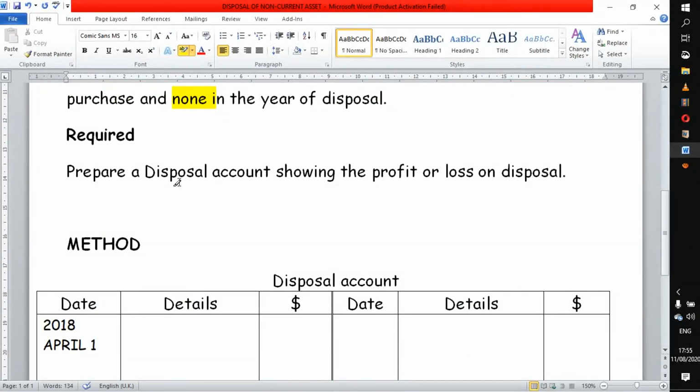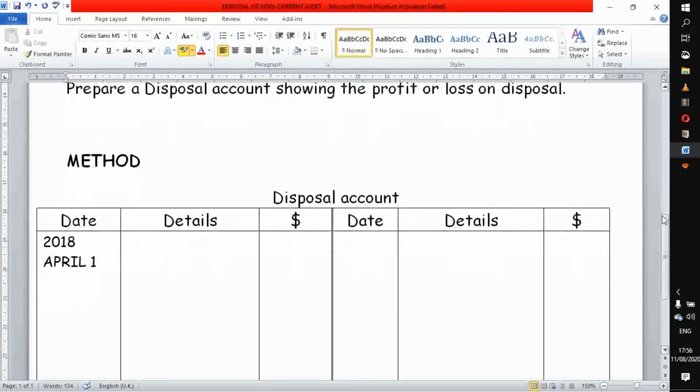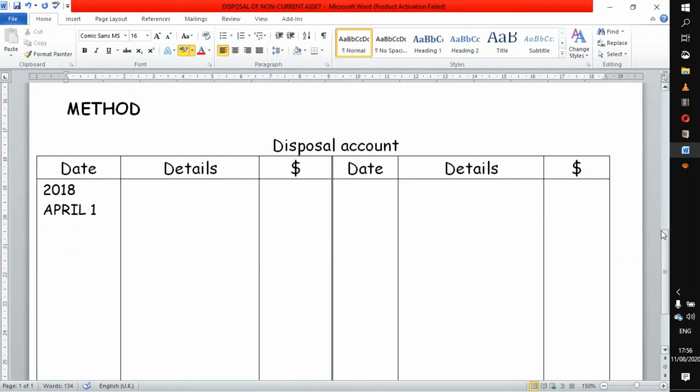Required: prepare a disposal account showing the profit or loss on disposal. So the question wants us to determine whether a profit or a loss was made on disposal. That's exactly what we are going to do in this demonstration. So we have our disposal account like that. This disposal account is the one that is going to help us determine whether the business made a profit or a loss on disposal. So how do we do it?